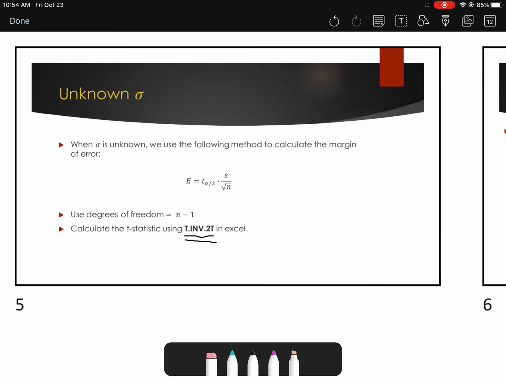So when sigma is unknown, to find the margin of error, again, this is just a review, you take that critical value, you multiply it by the sample standard deviation, and divide it by the square root of your sample size. Just remember your degrees of freedom is your sample size minus 1. And to calculate the t-statistic, you're going to plug this into Excel.